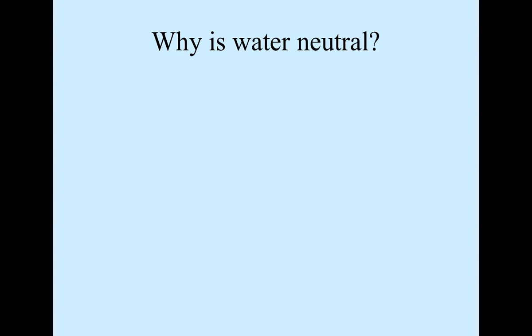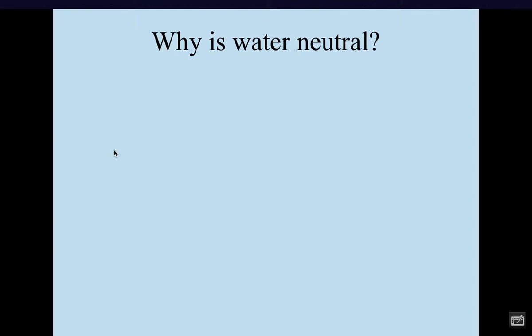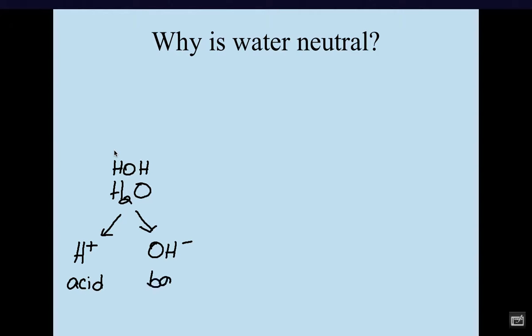All right, so why is water neutral? Well, if you think about water, water is H2O. So let me just write that up here. It is H2O. And it can actually split apart. If I write it like this, I still have H2O, and I can split that apart into this and this. We have an acid ion and we have a base ion. So water is actually made up of each of the ions that make up acids and bases.